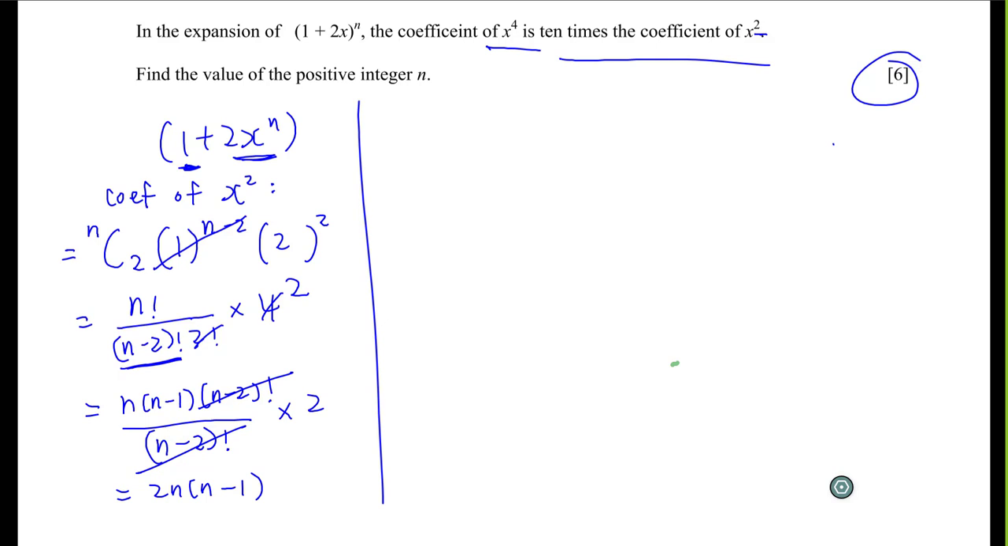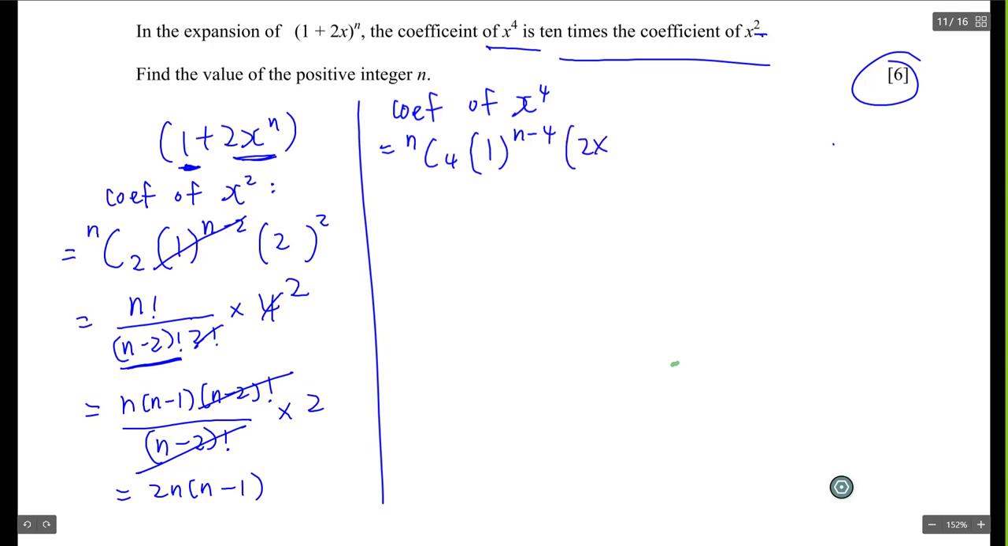Right, so like what I said, if I want to get the coefficient of x power 4, I will do nC4. Then this is 1^(n-4), and then this is (2x)^4. Because this is the coefficient, we don't write x. Alright, 1 power of anything is 1, so we can ignore it. Now we need to solve for nC4: n factorial over (n minus 4) factorial, 4 factorial. 2 power of 4 is 16.